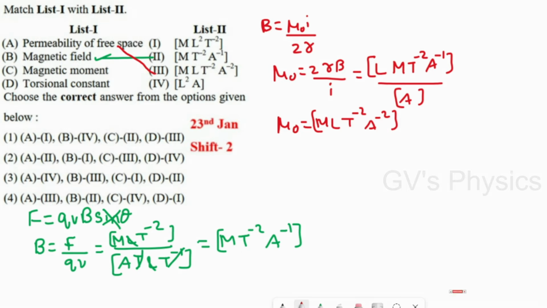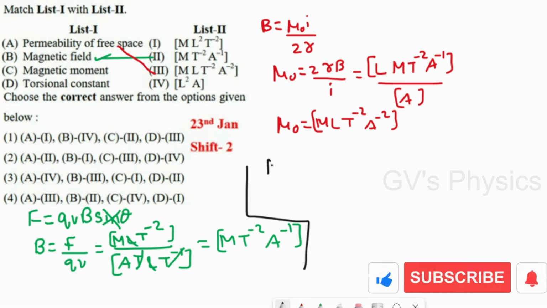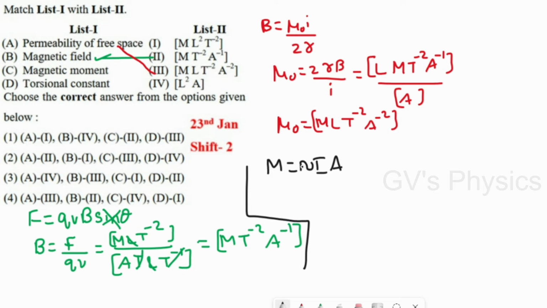And next, magnetic moment. So for magnetic moment, we can take M is equal to NIA, where N is a number of turns, we can neglect that. For the current, we can take ampere. And for area, it's meter square, that means L square. So we can see magnetic moment matches with 4.